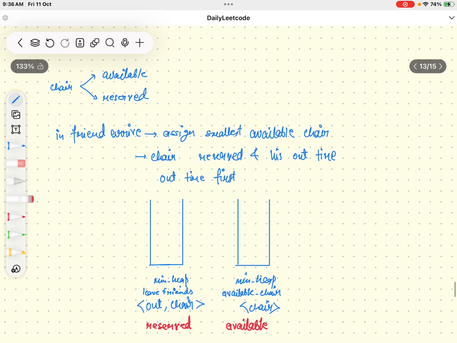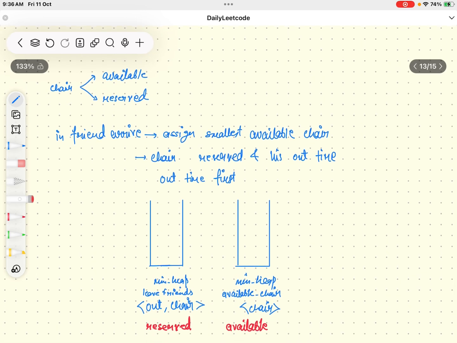To track these two things, we will have one min heap, because we always want the smallest available chair. That min heap will track the available chair with the minimum number. The second is a min heap of pairs, which is going to store the departure time and chair number.